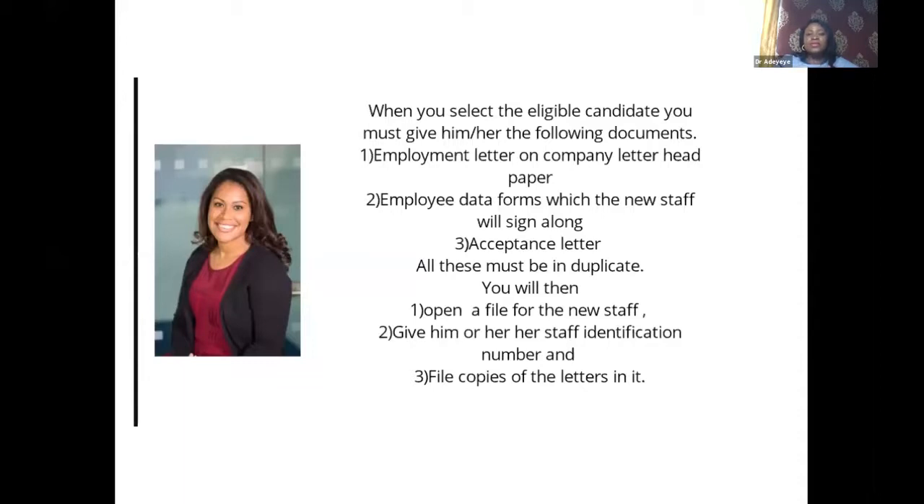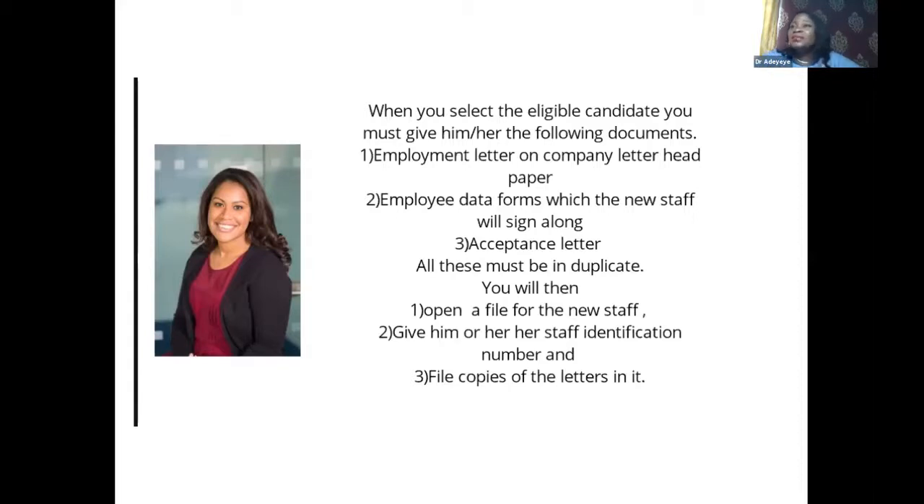Okay? So you've done the attraction, you've done the interview, you've selected who is fit for the position. So this is the next thing to do. Please pay attention. It's very important. When you select the eligible candidate, you must give him or her the following documents. Number one, employment letter on your company letterhead paper.